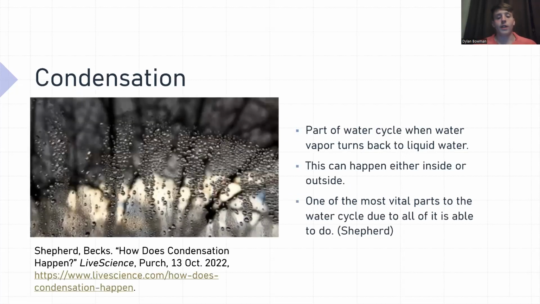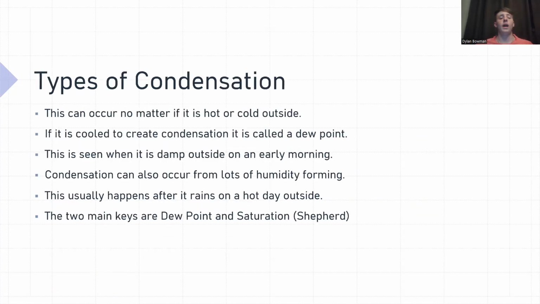Condensation. This is the part of the water cycle when water vapor turns back to liquid water. This can happen either inside or outside, and it's one of the most vital parts of the cycle due to all it is able to do. This image shows what condensation tends to look like on a normal day. This can occur no matter if it's hot or cold outside. If it's cold, the condensation is created at the dew point. This is what we see when it's damp outside in early morning. Condensation can also occur due to lots of humidity forming in the atmosphere. This usually happens after it rains on a hot day outside.